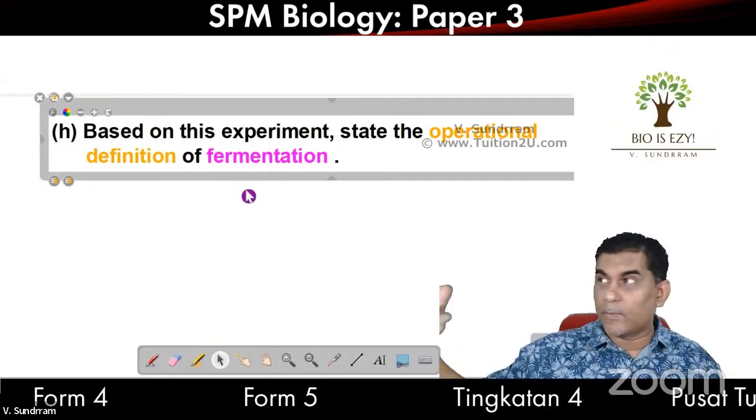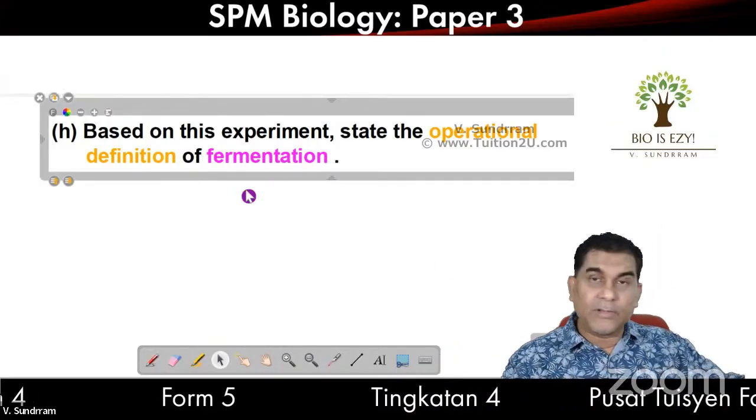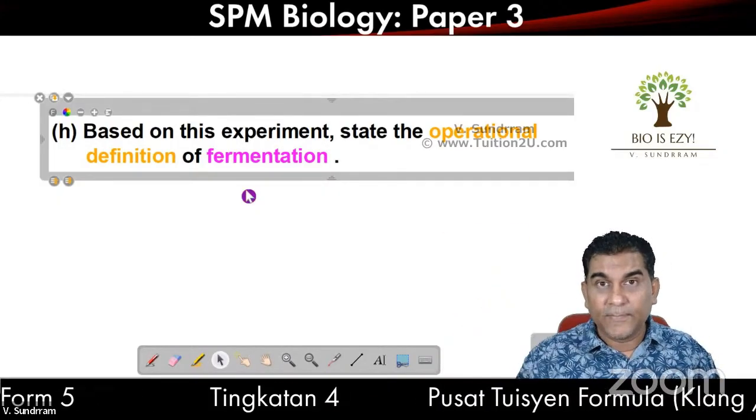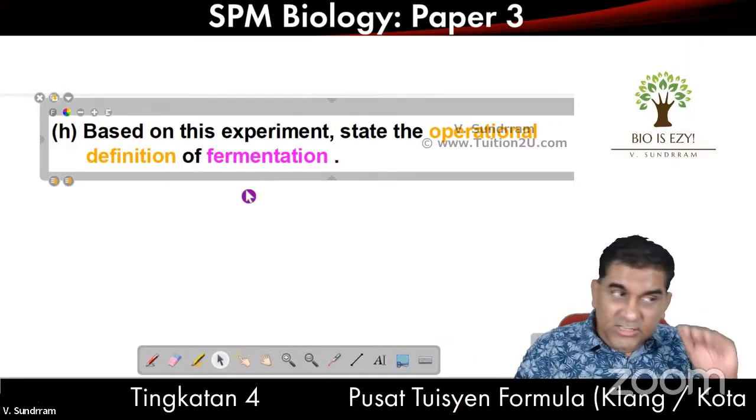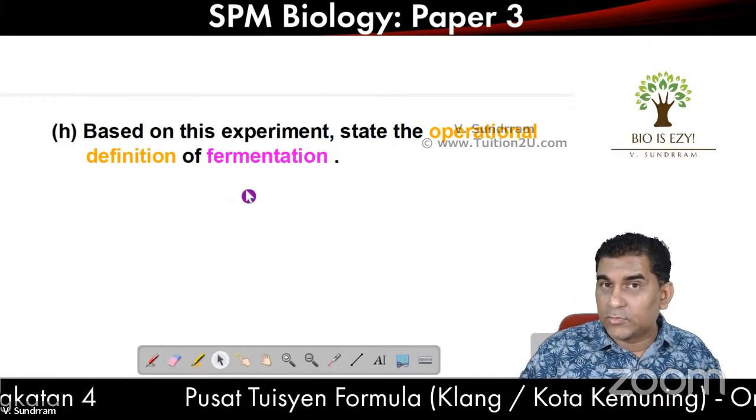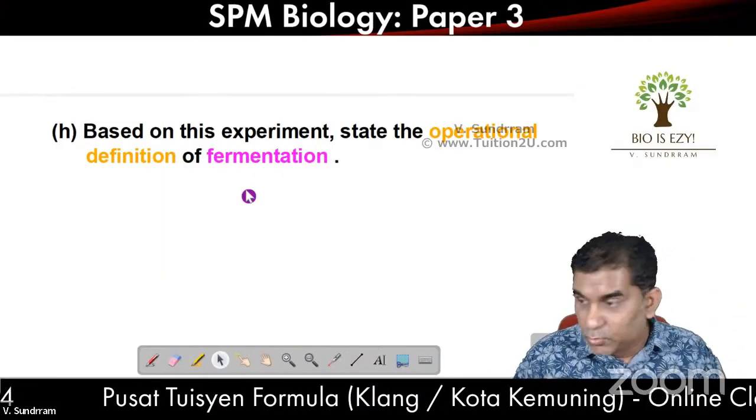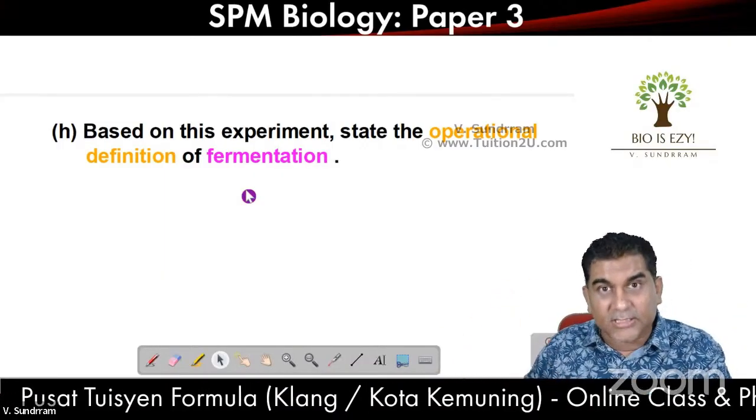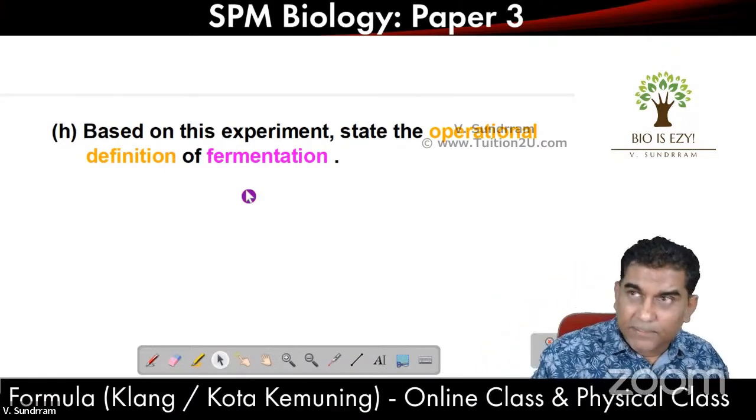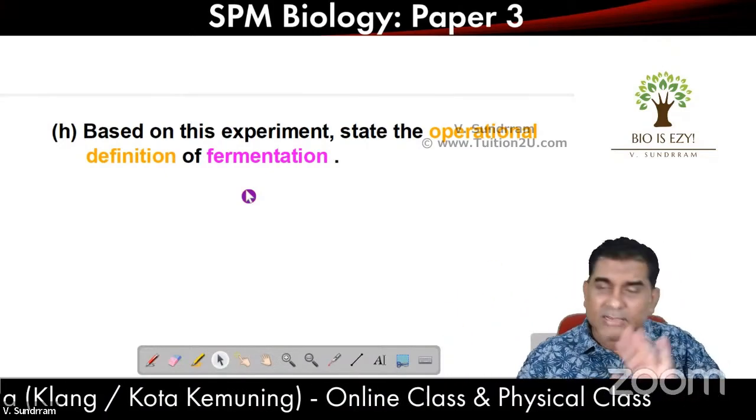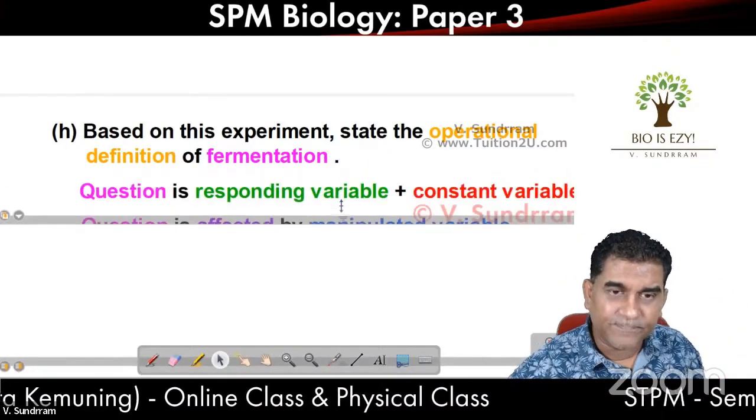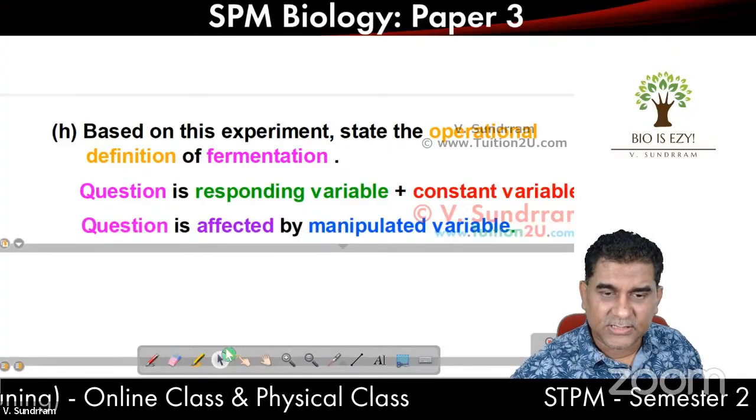Process that produces complex organic molecules from simple organic molecules by using sunlight energy absorbed by chlorophyll. That is the definition of photosynthesis they learn in class and they use it for this answer, not accepted. They didn't ask you what you learn in class. They are asking you, in this experiment that you conducted, what is photosynthesis or what is fermentation? The answer must be from the experiment, and the answer is super easy if you know the technique.